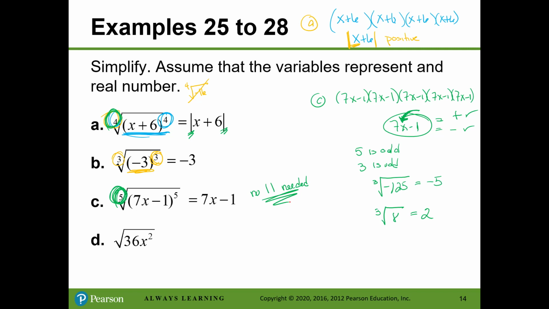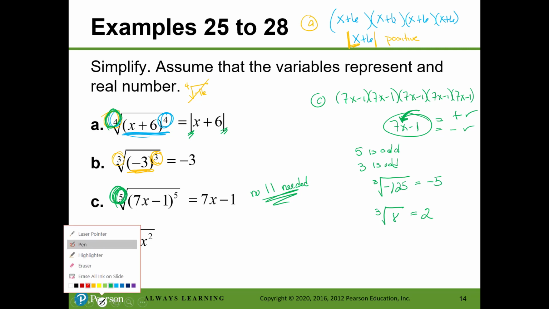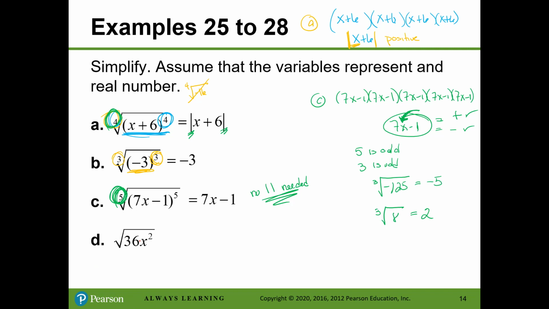Last but not least on part D, remember, this is separated by multiplication. So I'm looking at the square root of 36 times the square root of x to the second. Well, I know this is a 6, and I know this is an x. But is that x allowed to be negative when I'm dealing with a square? Nope, which means I need those absolute values. I know the answer looks funny on part D, but because the index was a square, it was even, just like part A. Absolute values are needed, just like they were needed in part A.